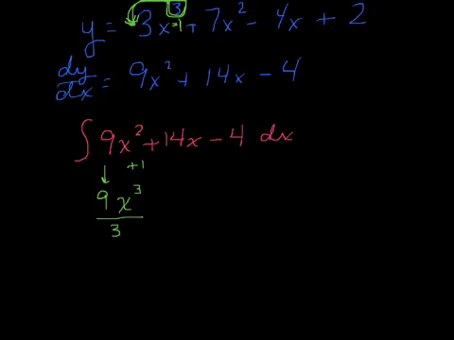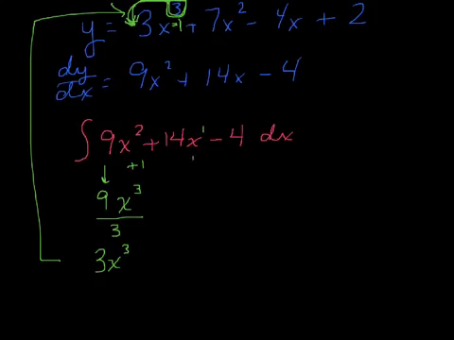Everything's in reverse. So I simplify that: the 9 and the 3 cancel, and I'm left with 3x to the third. As you notice, my first term is correct. Now I'm going to do that process again. This is x to the first. I add 1 to that exponent, and that gives me x squared. I bring down my coefficient, 14, and then instead of multiplying by the exponent, I divide by my new exponent. Simplifying, that gives me 7x squared.